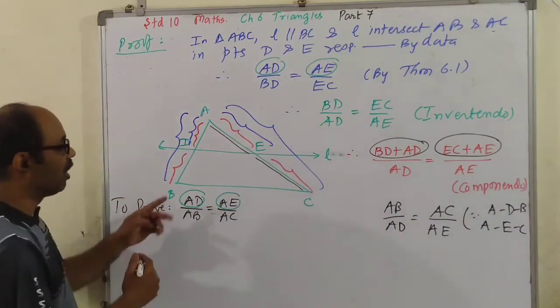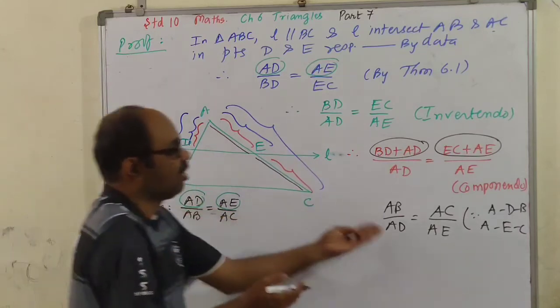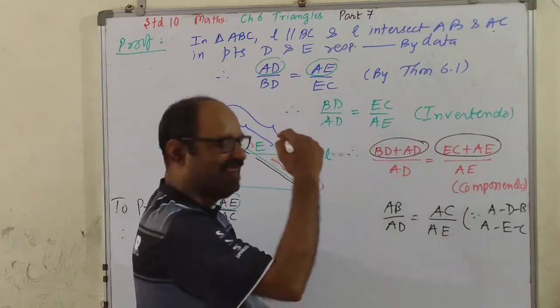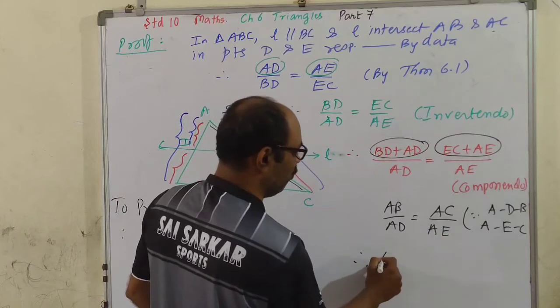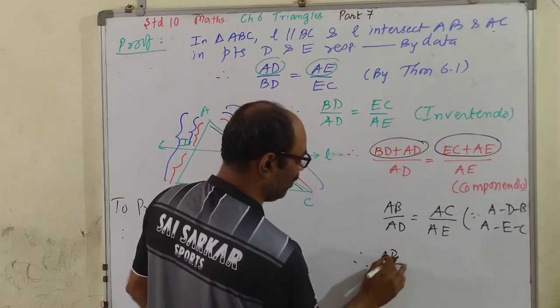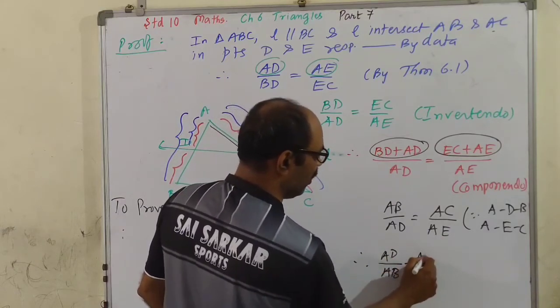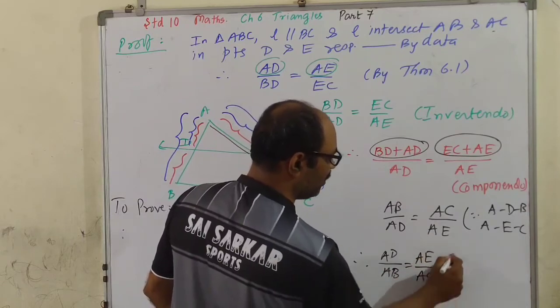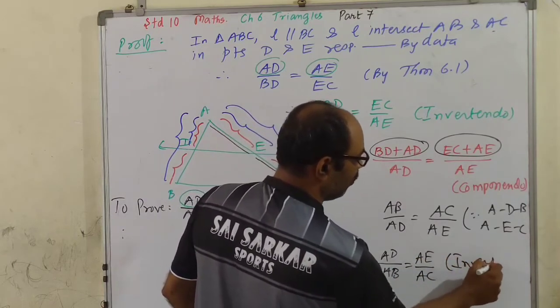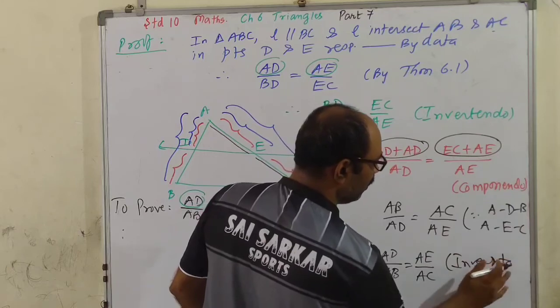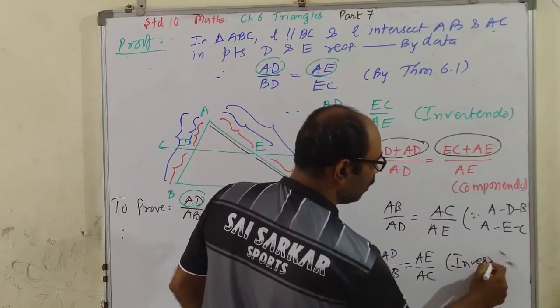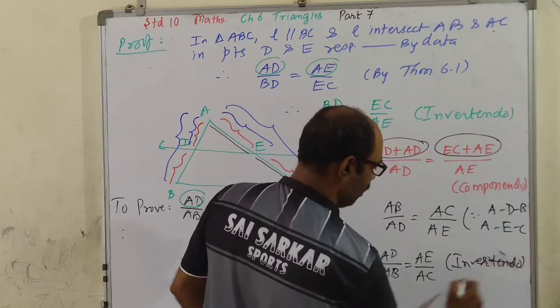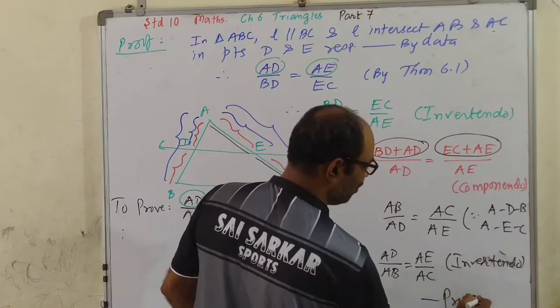Children, ये तो उल्टा हो गया. AD और AE ऊपर चाहिए, ये तो नीचे है. So once again invertendo. Therefore AD upon AB is equal to AE upon AC. We used invertendo again. And this result is proved.